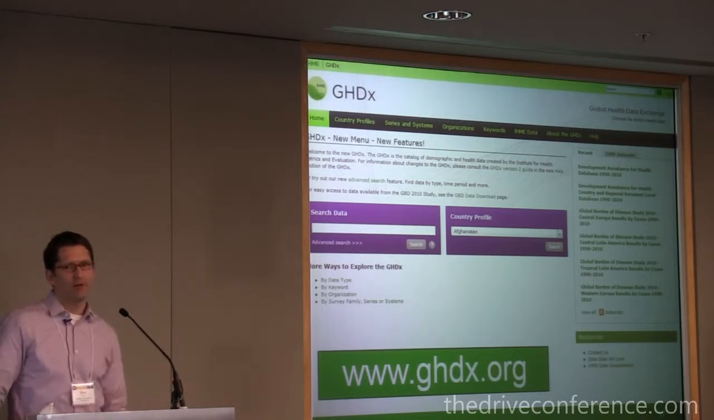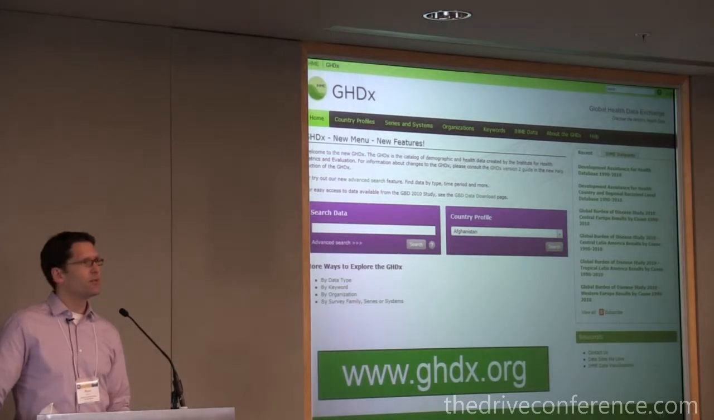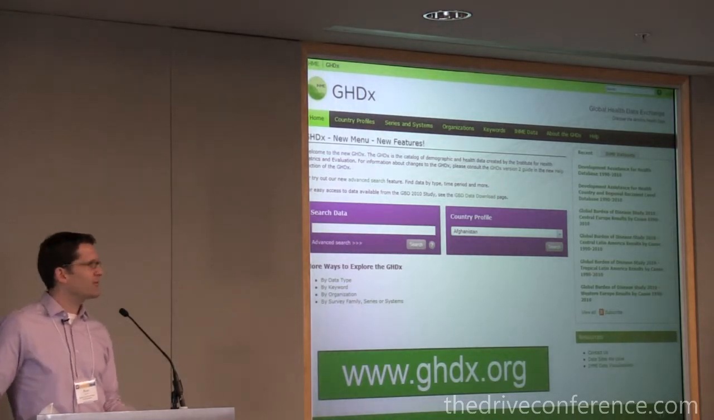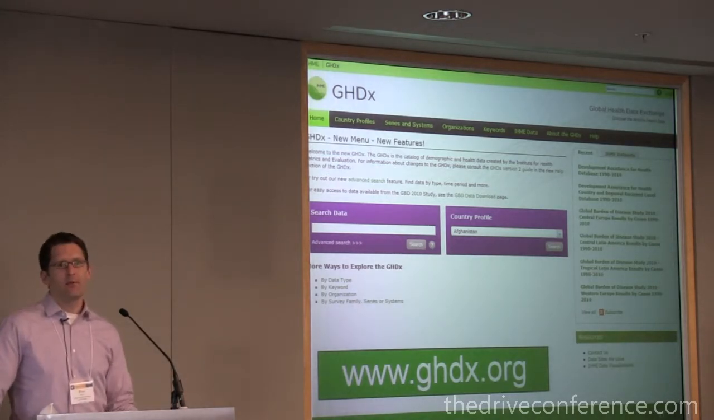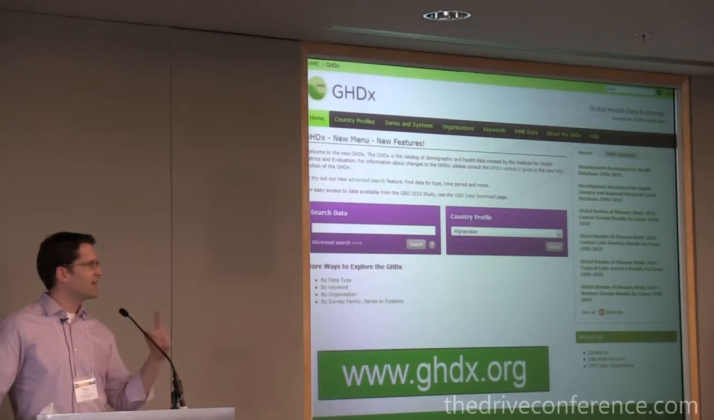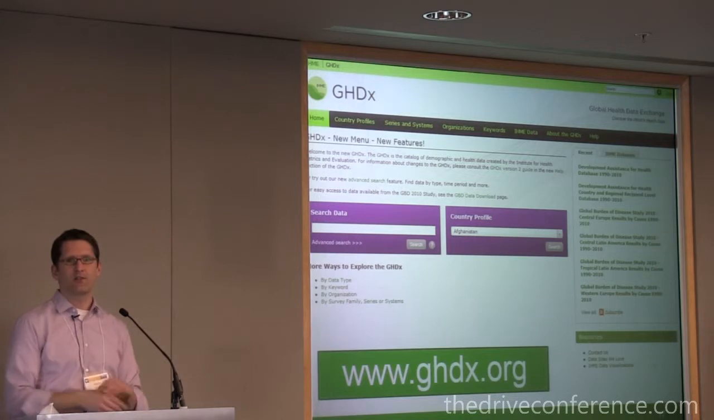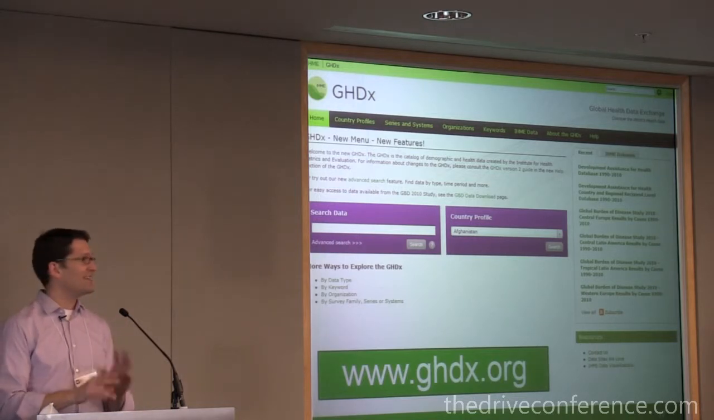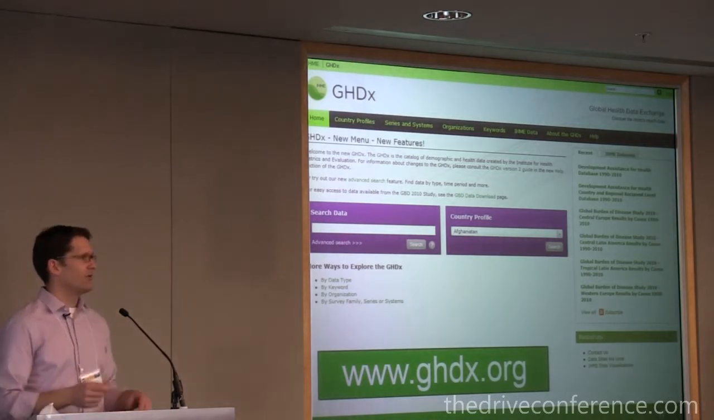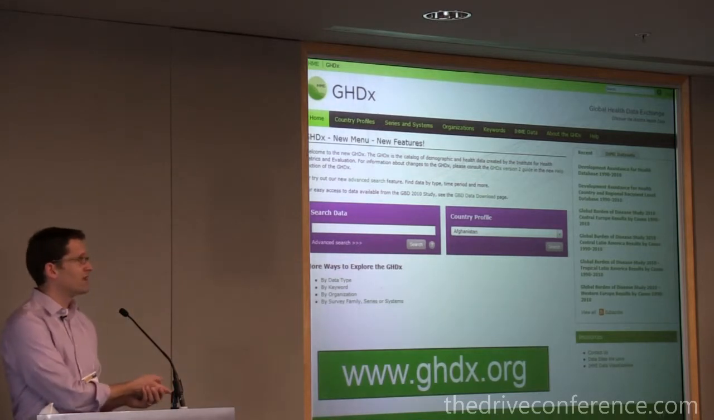So we created a platform called the Global Health Data Exchange, which is built in Drupal, and it's a data catalog where we capture information about data sets. And we use that internally to manage data and point our researchers to where they can actually find the data set. So if you're searching for malaria deaths for Uganda, it'll point you to the statistical yearbook where that data actually can be found.